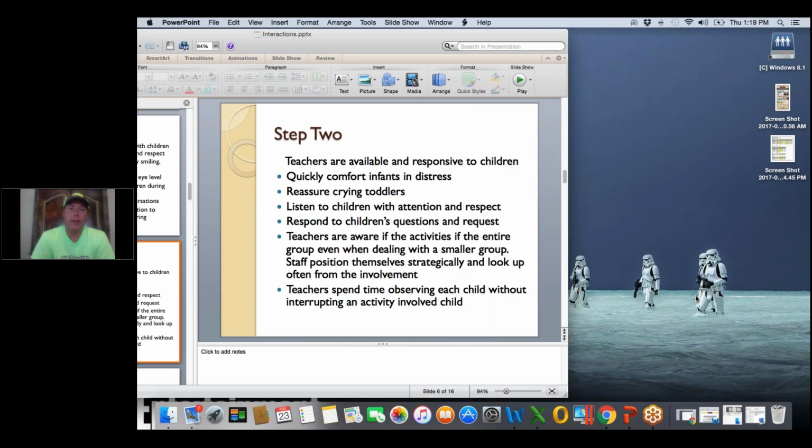And remember, you've got to look at all of this through the child's point of view, not yours, okay? So quickly comfort those children that are in distress, reassure the toddlers who are crying, the toddlers that are missing their parents, reassuring them that you're there for them, that you're going to keep them safe. When children do come to you, listen to them with respect and attention.